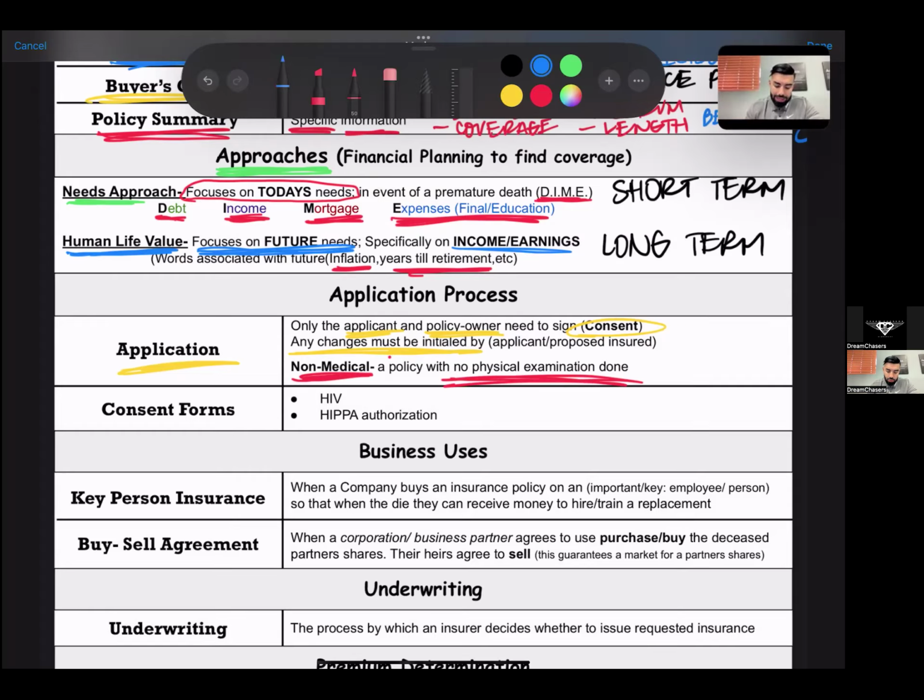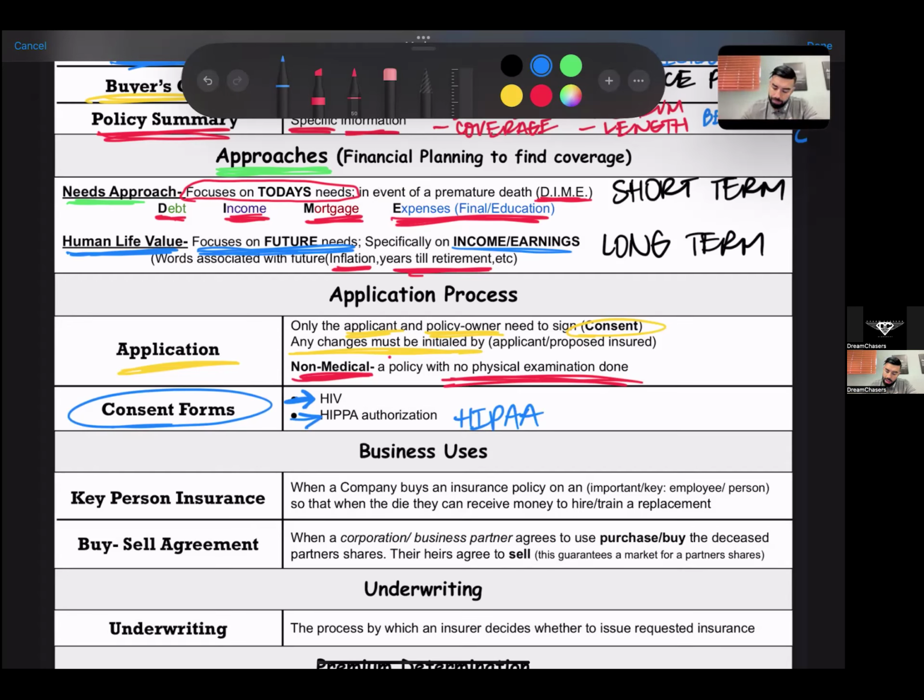Next are consent forms. So consent forms, there's two forms that need to be signed or that you have to give consent on. Number one is an HIV consent form. And then number two, this is misspelled here, it's actually HIPAA. Okay. And that is a HIPAA authorization consent form. HIPAA is a law that protects your medical information from being shared. So the insured, the person that's applying for the insurance, signs that consent form, just letting the company know, hey, I do not want my information to be shared with anyone else. Okay, that's just the HIPAA law.